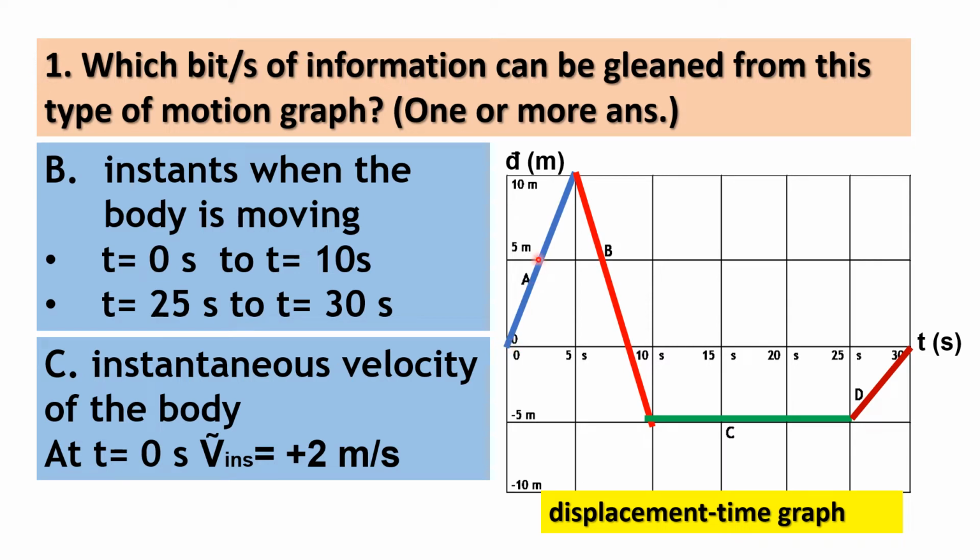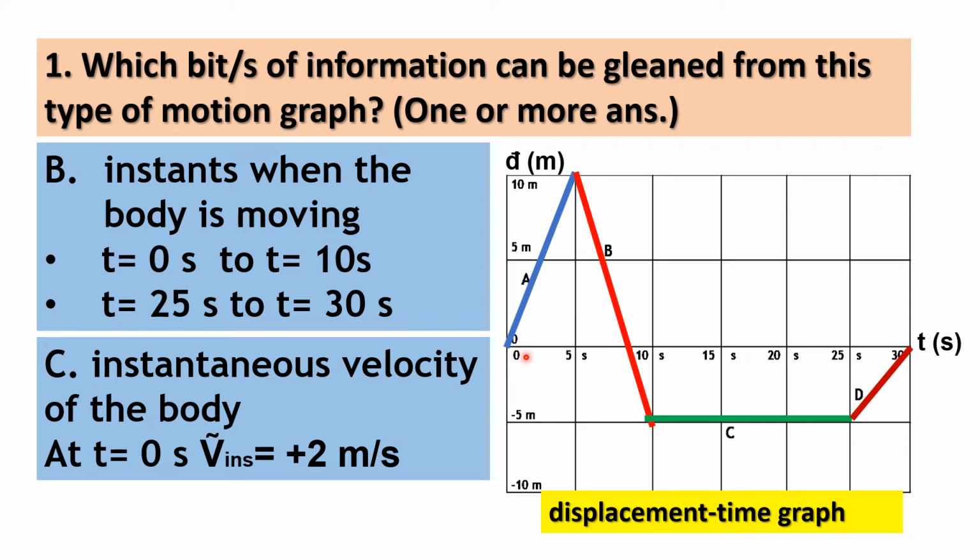Whatever is the average velocity from 0 to 5 seconds, which is computed as positive 2 meters per second, that also represents the instantaneous velocity at any given point within this graph line. All right? So that is how we determine instantaneous velocity.